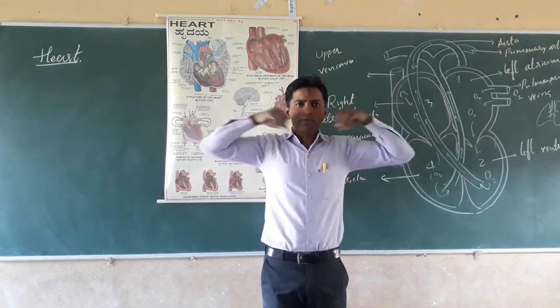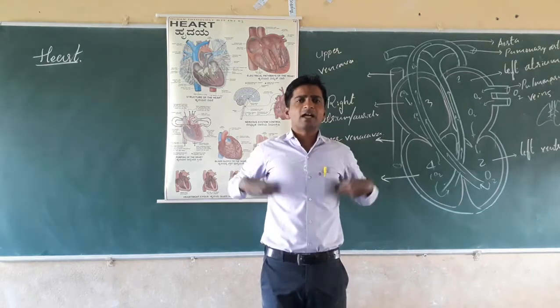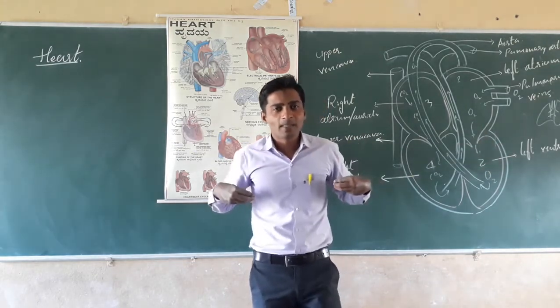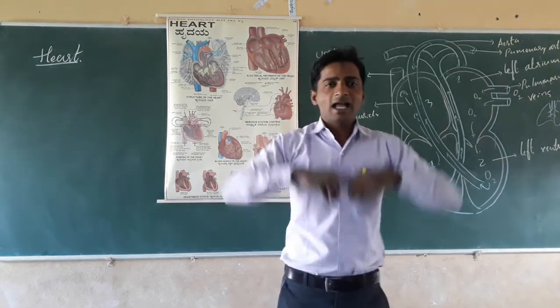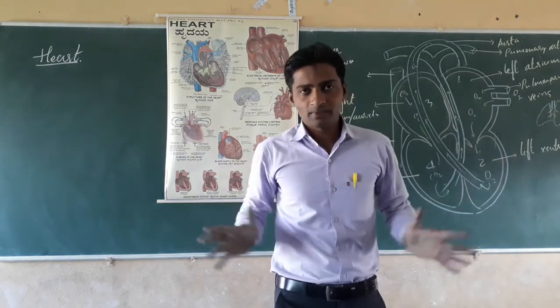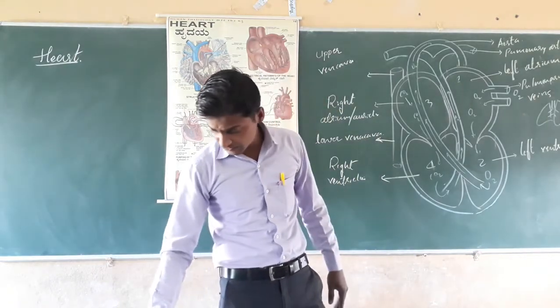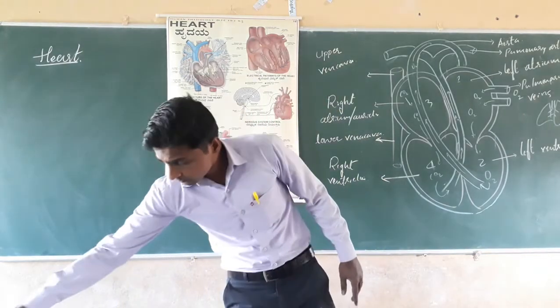From the body it will come to the heart. From the lungs to the heart, heart to the body. Body to the heart, to the lungs, to the heart, then heart to the body. Like that it is going on. Isn't it? That is called a double circulation. Later we will study. Next, dear students, here.